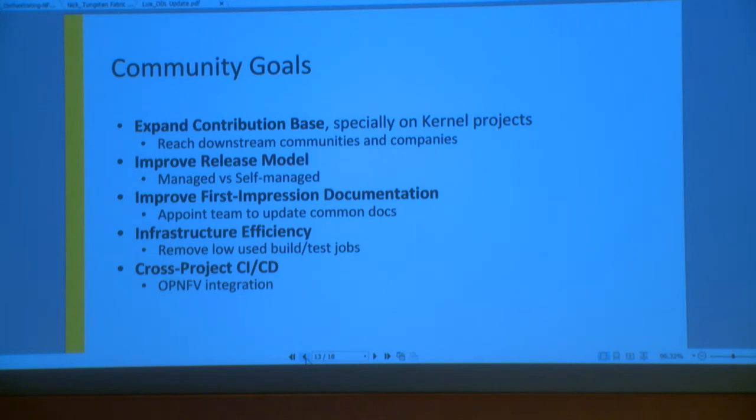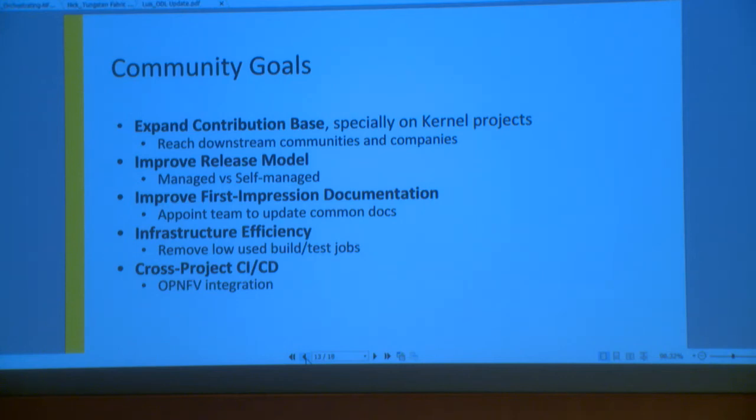Some of the good ideas are reaching the downstream. We know OpenDaylight is being used by downstream communities and companies. So we try to reach them and say, you want this project to continue in a healthy way? We need to get some contribution here. This is important for us.